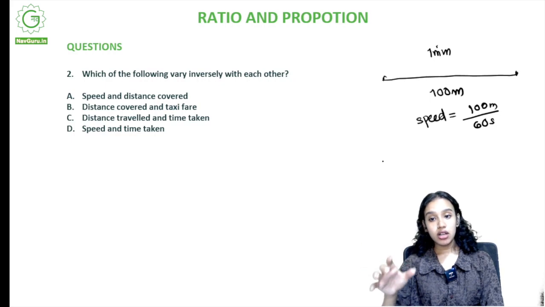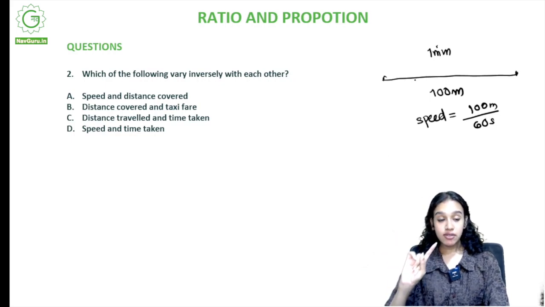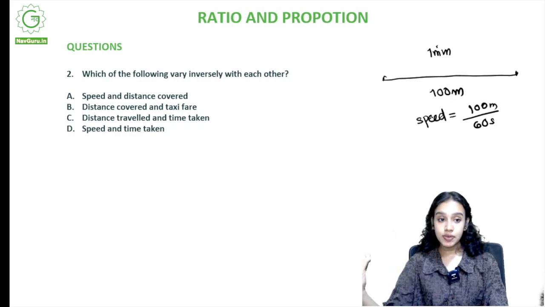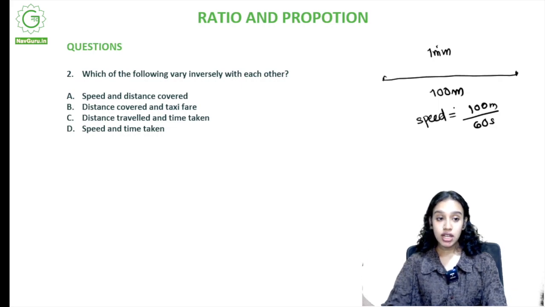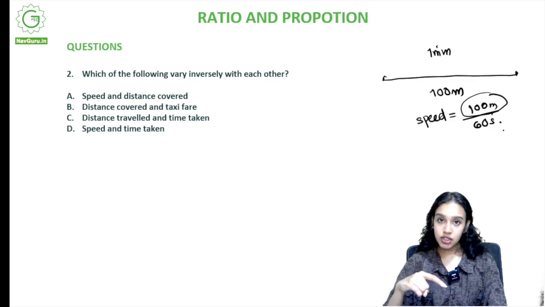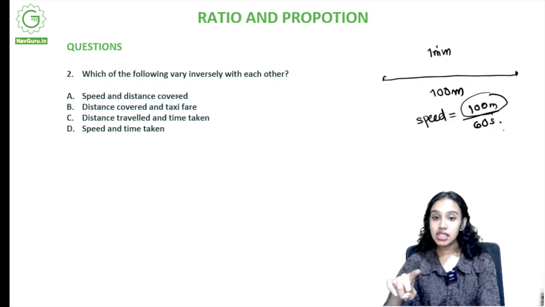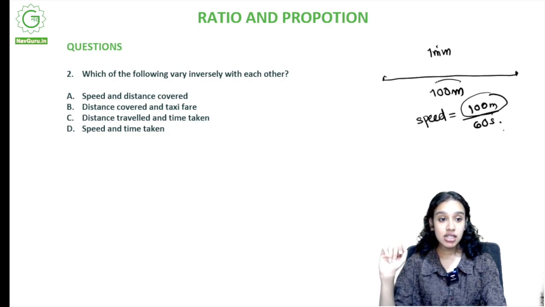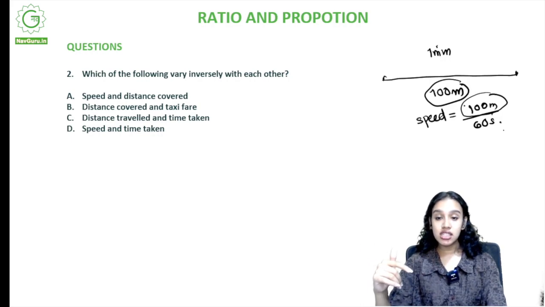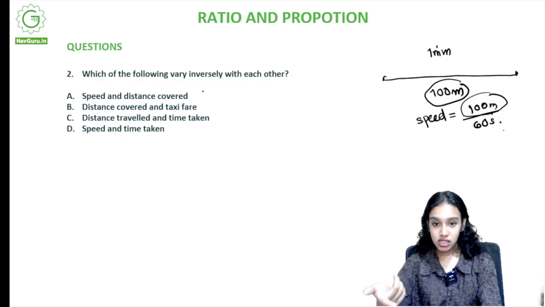Now, when do we say that the speed is more? We say that the speed is more when the same amount of distance is covered in lesser time, right? So, are speed and distance inverse with each other? No, they are not, because if we increase the distance, the speed also increases when the time is constant. So, this is not right.